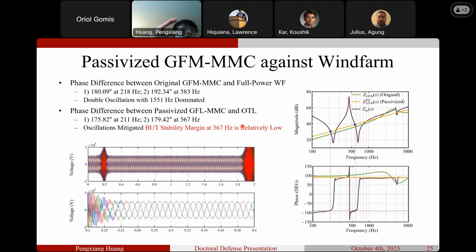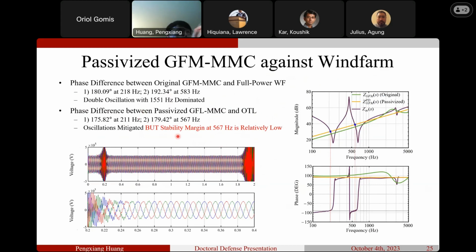And if you use grid forming MMC connected to a wind farm, before we use the wideband reshaping, we see two unstable oscillations, with 1551 Hertz dominated because of much more of its difference above 180 Hertz. But after that, yeah, you solve it. Of course, you solve it because you shape the MMC to be fully passive. So you solve the problem in the medium-high frequency range.